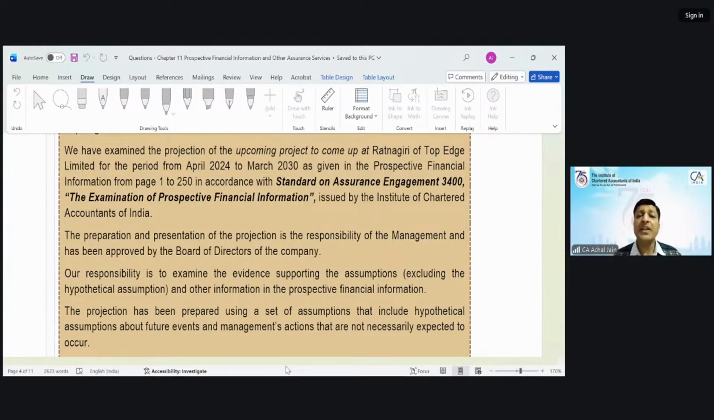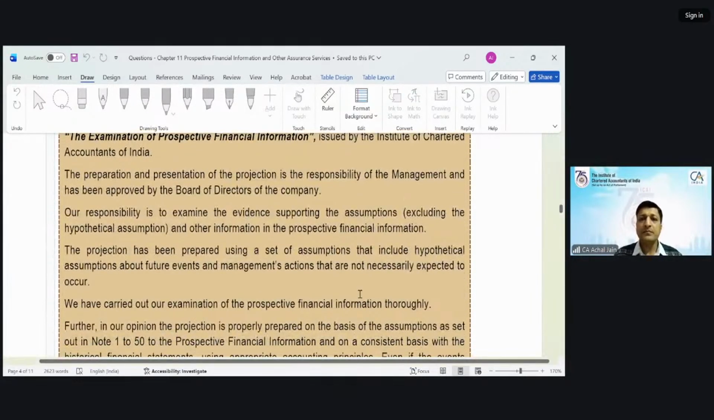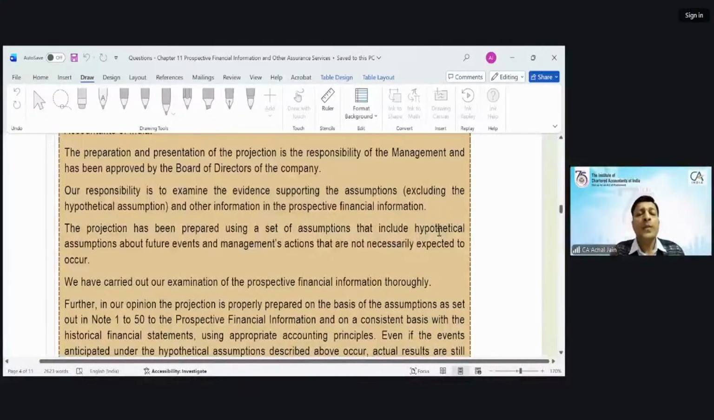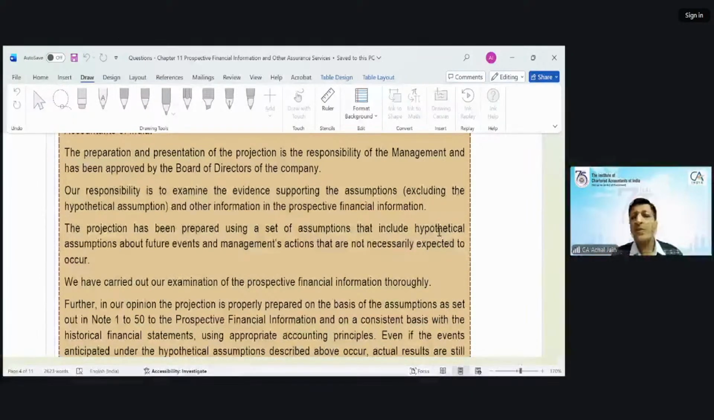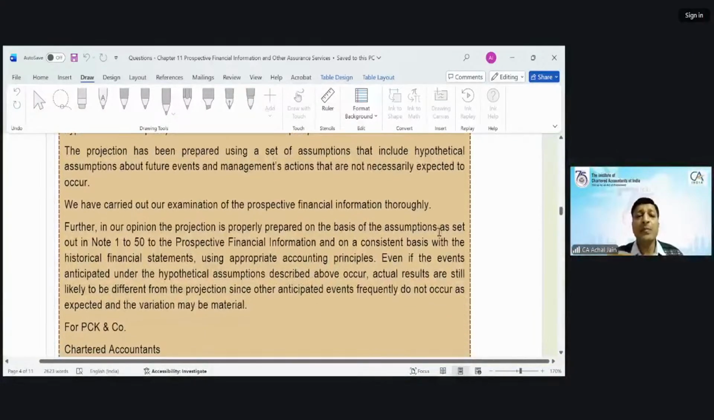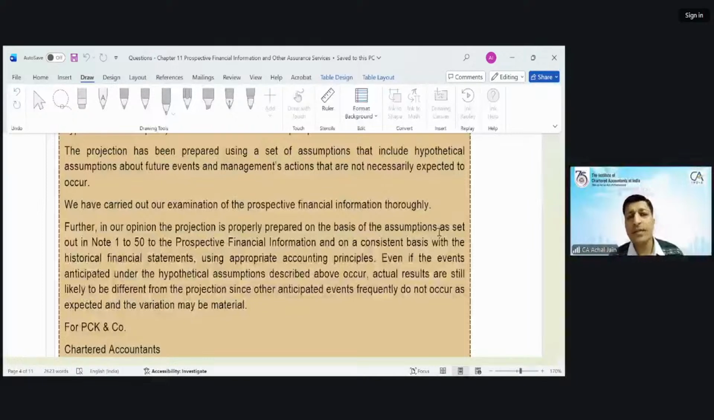The preparation and the presentation of the projection is the responsibility of the management and has been approved by the board of directors of the company. Our responsibility is to examine evidence supporting the assumptions, excluding the hypothetical assumptions and other information in the prospective financial information. Projection has been prepared using a set of assumptions that include hypothetical assumptions about future events and management's actions that are not necessarily expected to occur.